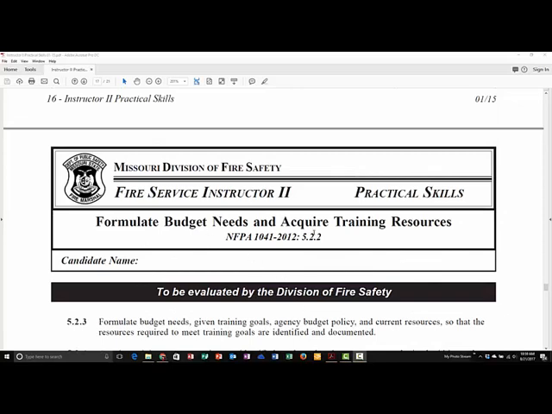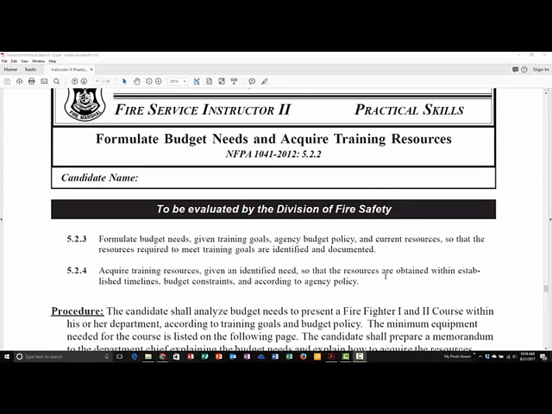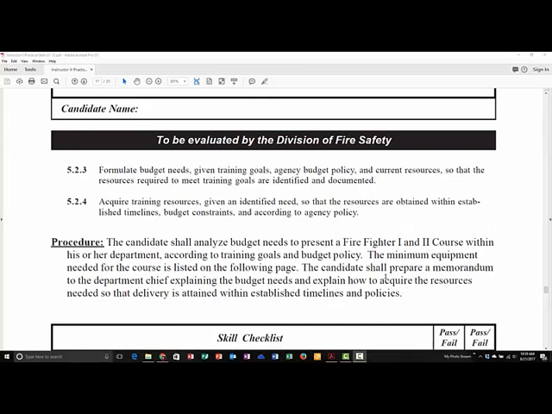Okay, formulate budget needs and acquire training resources. You are going to analyze budget needs to present a Firefighter 1 and 2 course within your department, according to your training goals and your policy. They have a list here of the minimum equipment needed for the course. Let me make this very clear: you do not need to write a budget for all of those items on the list.